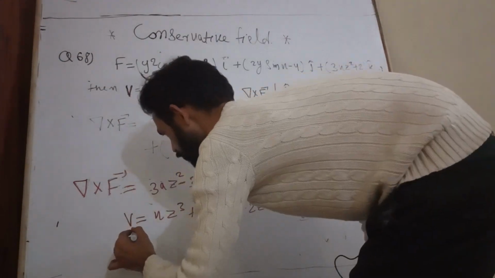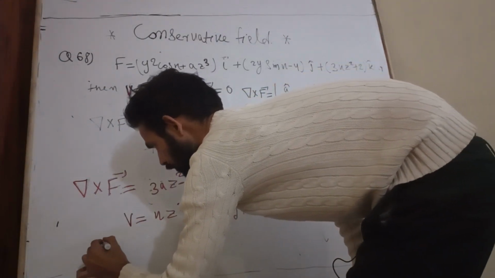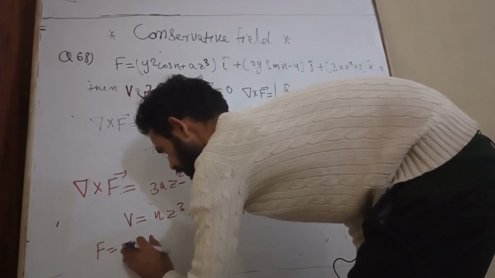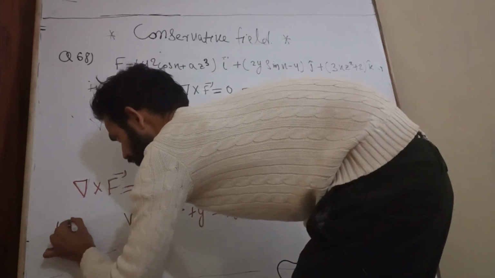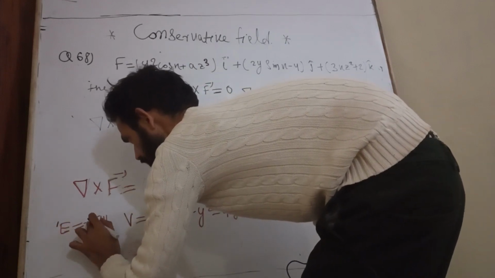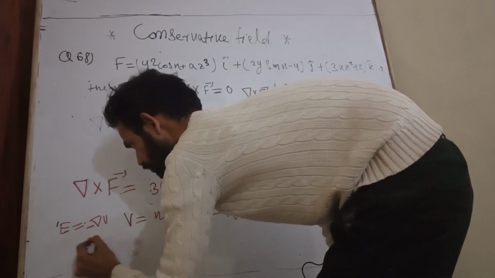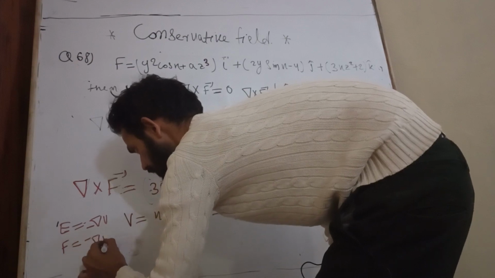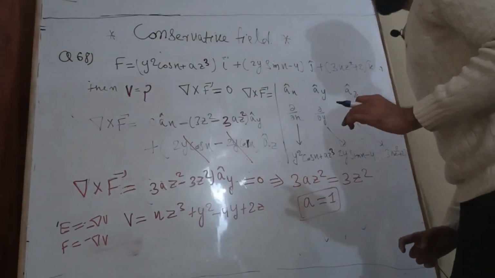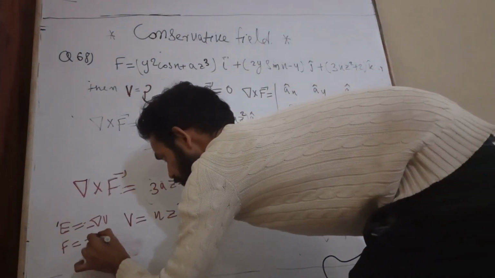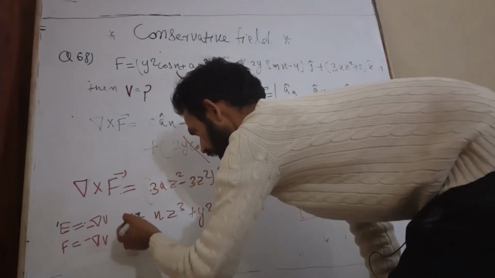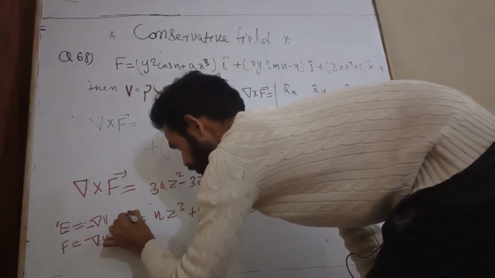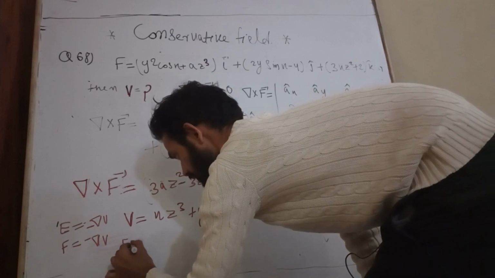As we know that F is equal to del V. Electric field is equal to minus del V. From here, electric field, that is electric force, F is equal to minus del V. So when we differentiate this, del is dou by dou x, a unit vector x. So let's solve this potential for Fx.